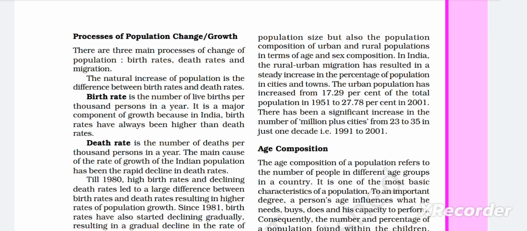In the next video, we will be discussing the process of population change or growth, that is through birth rate, death rate, and migration. And I hope the chapter is clear to you.